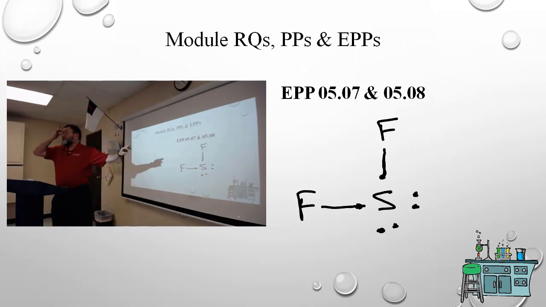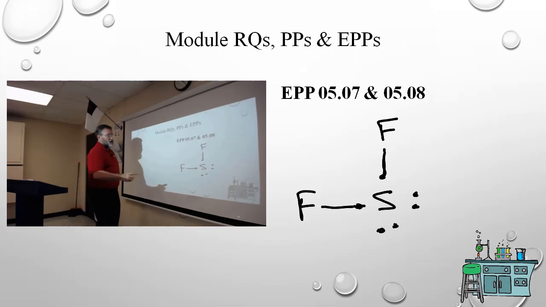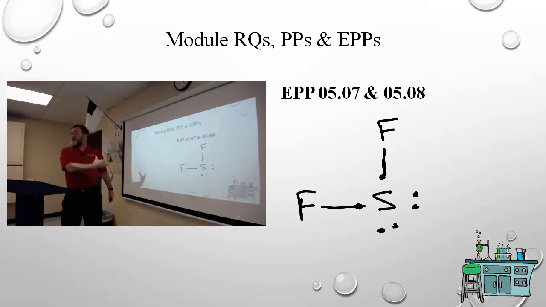So is this geometry going to be based upon a tetrahedron? Yes, it is. 1, 2, 3, 4 points of connection. It's based upon the tetrahedron. Is it a tetrahedral? No, because tetrahedral would have 4. All the points of connection would have a bond on them. So it's based upon a tetrahedron, but it's not a tetrahedral. Therefore, it is polar.